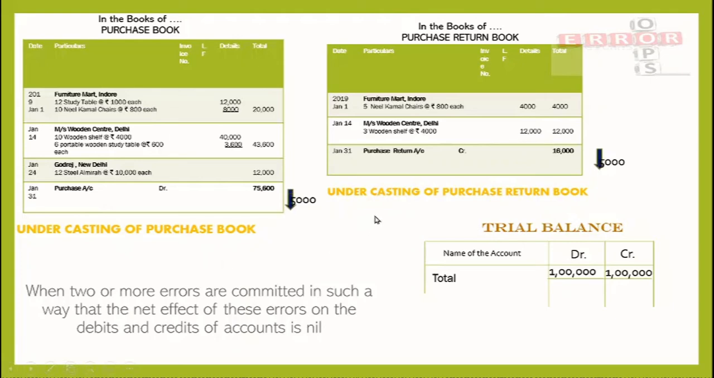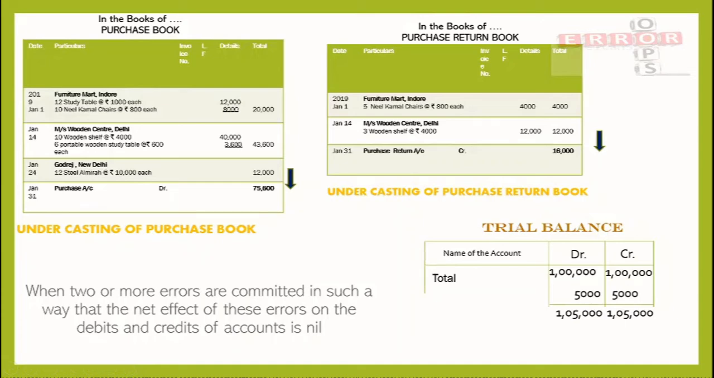Now, how are you going to rectify this? Of course, if the total is wrong, we are going to add 5,000 on the debit side, as well as 5,000 on the credit side, because here 5,000 is less on the debit side, and here 5,000 is less on the credit. So what exactly should happen? It should be added to both these accounts. Okay, so here what will be the total?